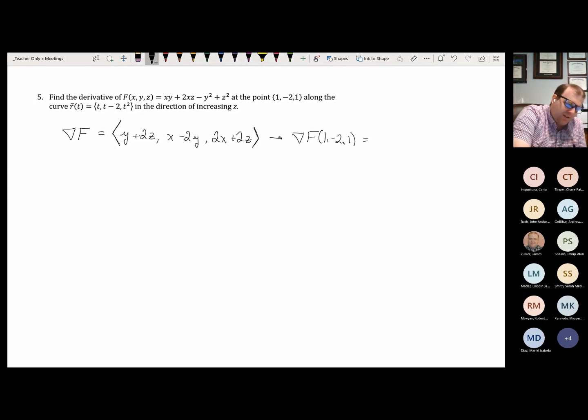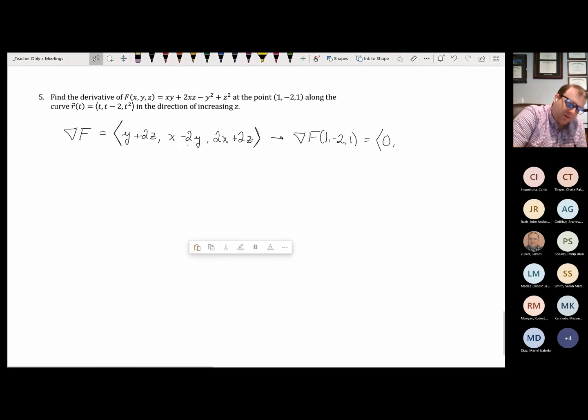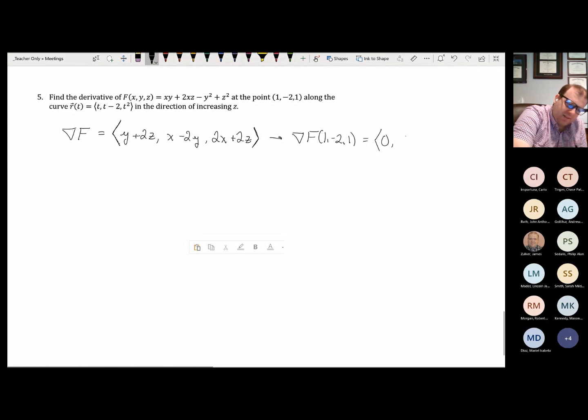Evaluate that at the point (1, -2, 1). And what do we get? -2 plus 2 is 0. 1 plus 4 is 5. 2 plus 2 is 4. All right, so that would be our gradient at (1, -2, 1).